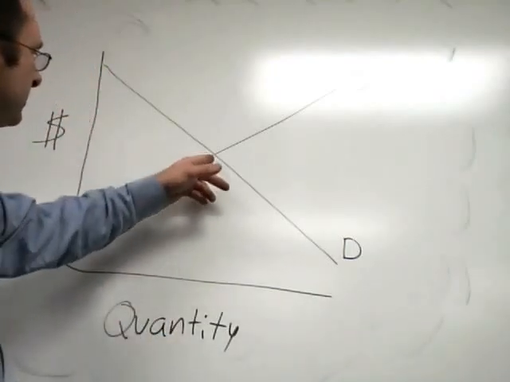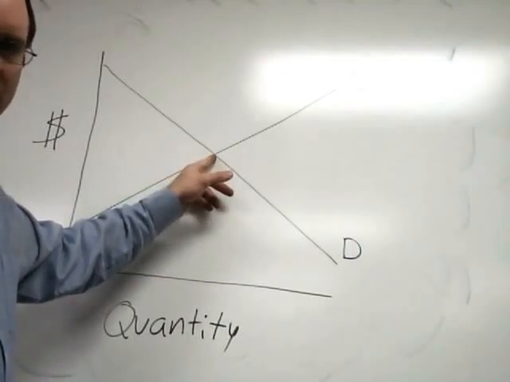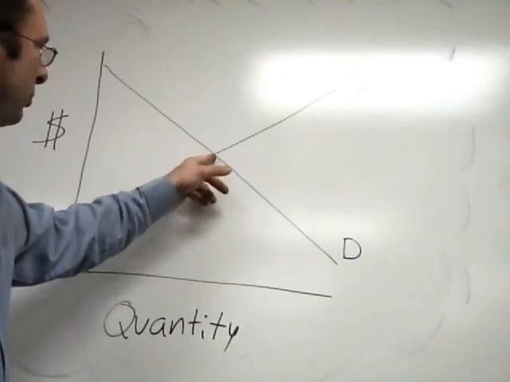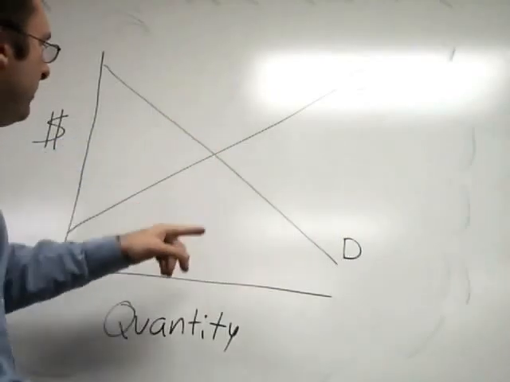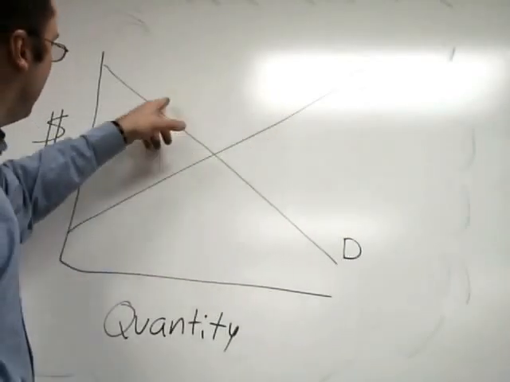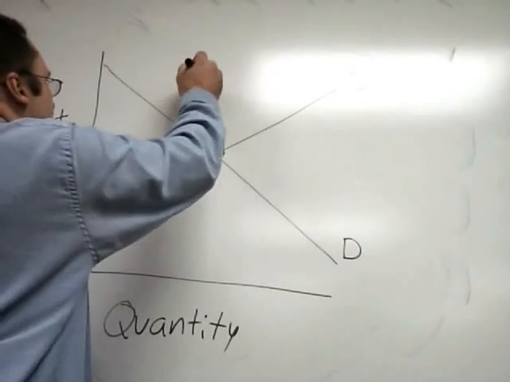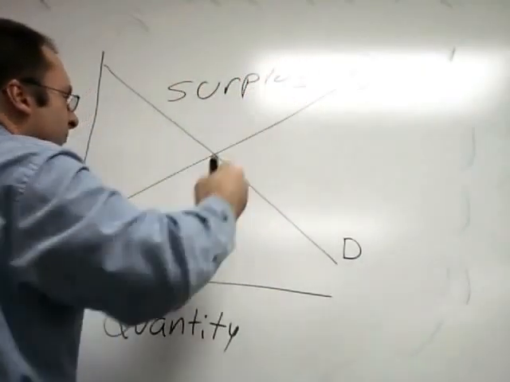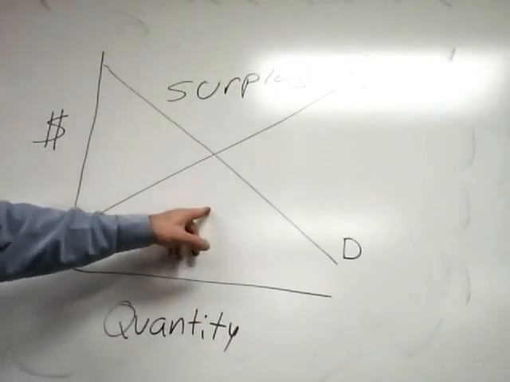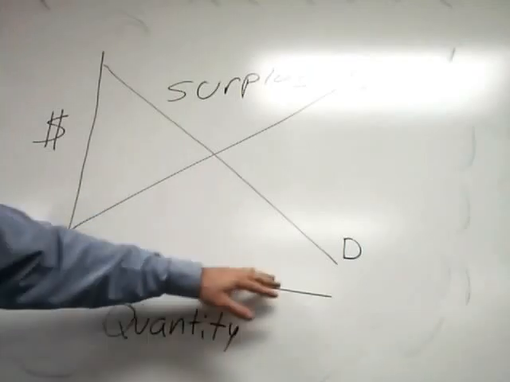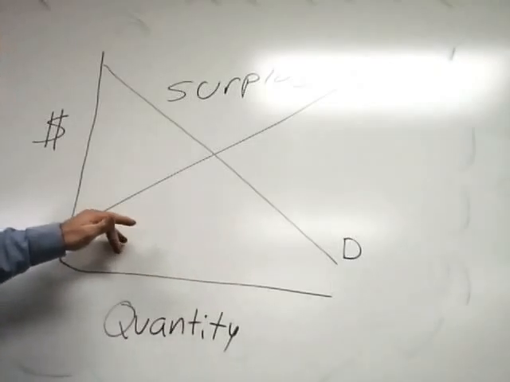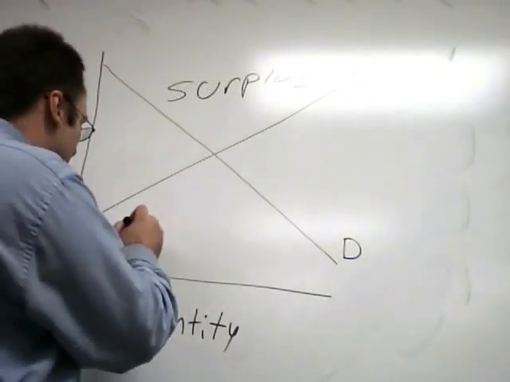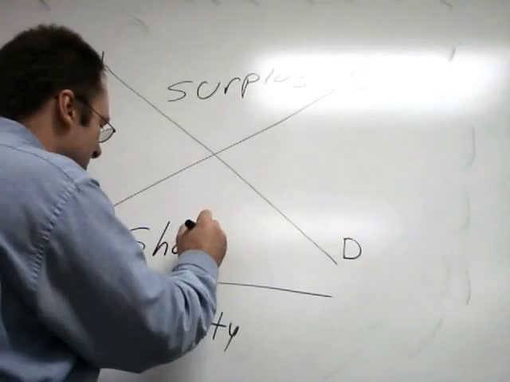Well, here's our equilibrium price where the market clears. If the actual price is above that point, we have more supply than we have demand. So up here, we have a surplus. If we're down here at some point, you can see that our demand is greater than our supply. So we have a shortage.